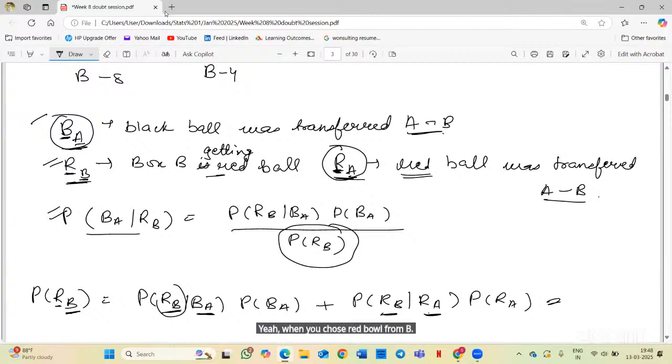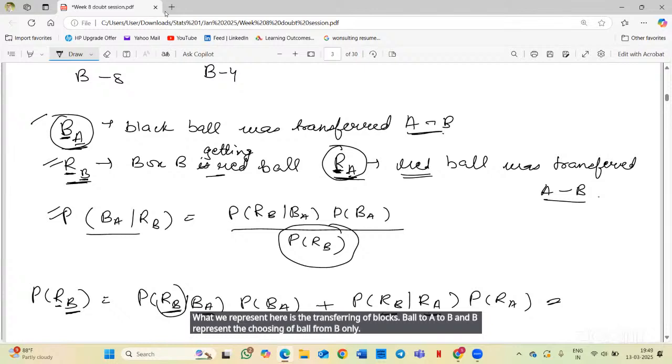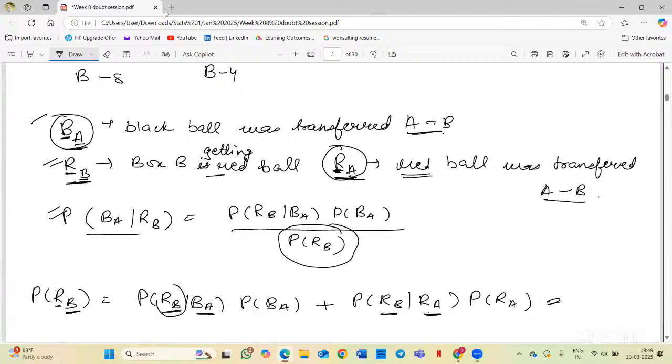So A represents here the transferring of a ball from A to B, and B represents the choosing of a ball from B only. Choosing a red ball from B. Okay. So are these events clear? Yes, now it's clear. Okay.